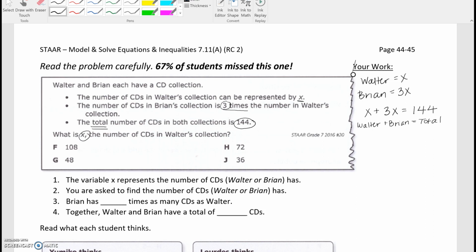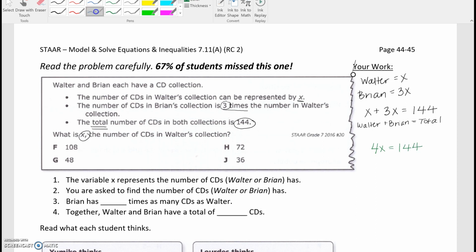It's wanting me to solve for X, okay? So here I have 1x and here I have 3x. So let's imagine, I always talk about bunnies, okay? So over here I have 1 bunny and here are 3 bunnies. How many bunnies do I have? Right? 1 bunny and 3 bunnies is 4 bunnies. So I have 4x is equal to 144.